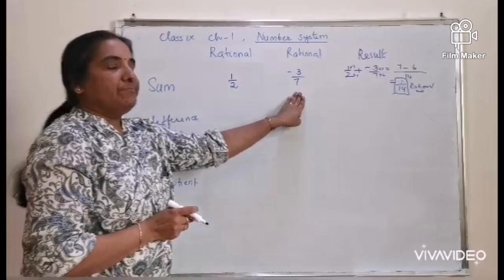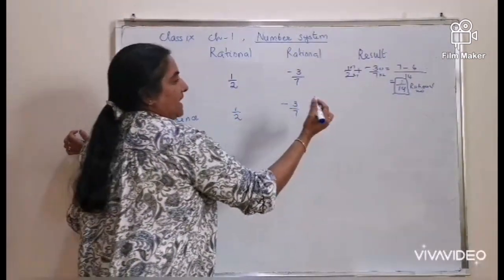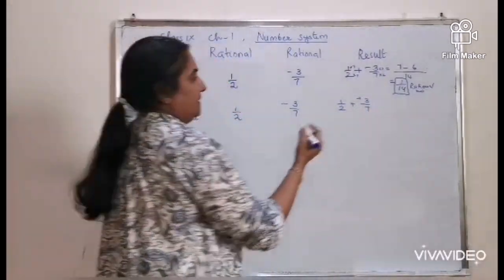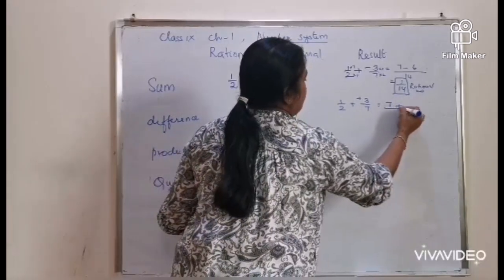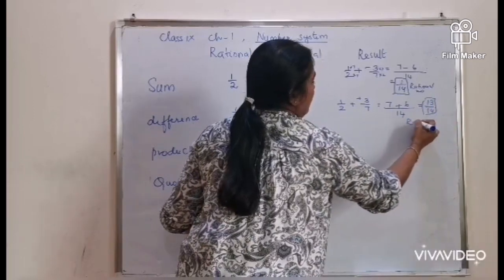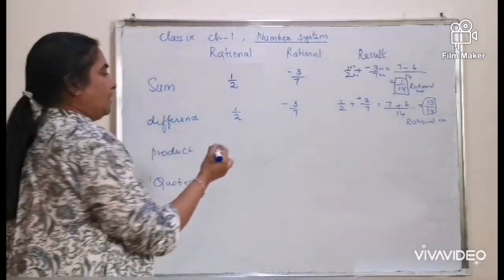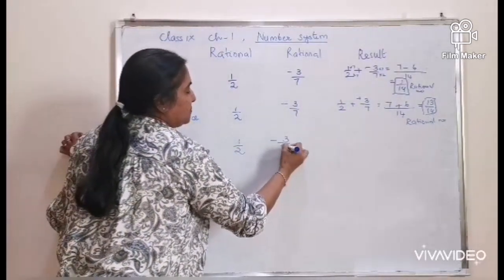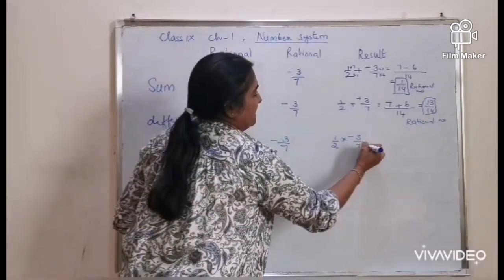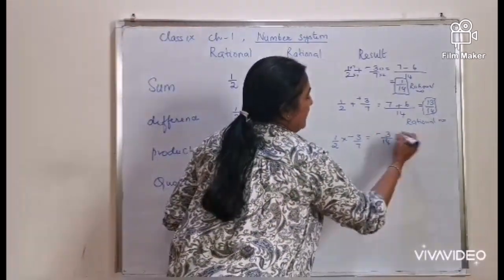With the same numbers, let us find the difference as 1/2 minus (-3/7). The answer will be (7 + 6)/14, or 13/14, again a rational number. The product of 1/2 and -3/7, 1/2 into -3/7, is -3/14, again a rational number.